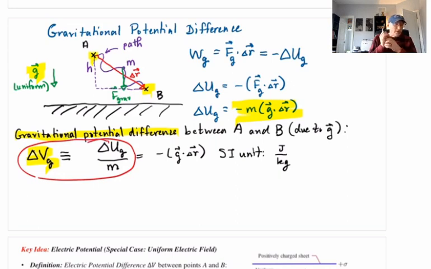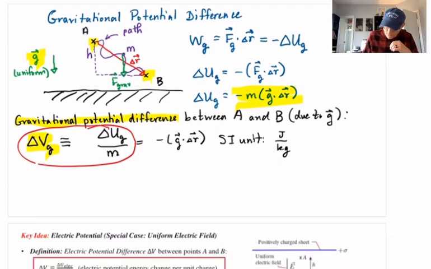Okay? And we're going to do the same thing in the electrostatic case. We've already talked about electrostatic potential energy change, delta U electric, in a uniform electric field, E. And now we're going to calculate electrostatic potential energy change per unit charge, and call it electrostatic potential difference. That's what we're going to do next.